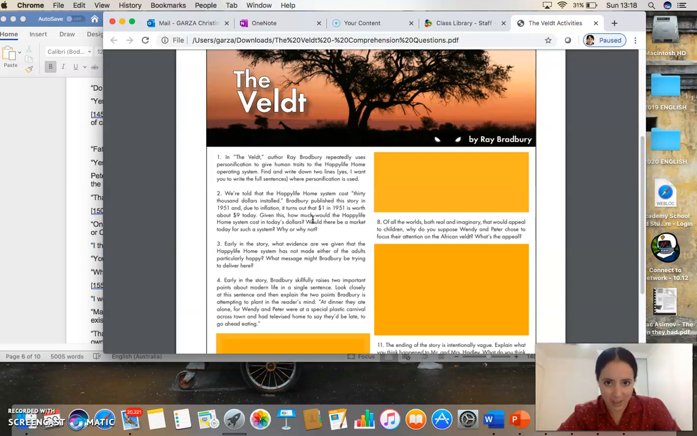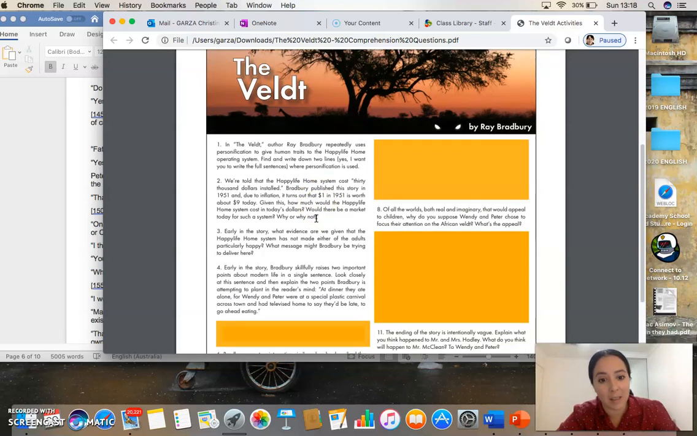Now, it's easy to imagine these types of technologies in the home today, because there are smart houses that exist, which we can control remotely. And virtual reality is also continuing to evolve. So maybe in the near future, we will have nurseries that use virtual reality in simulated environments. So Bradbury's 1951 imaginings are quite close to becoming a reality.